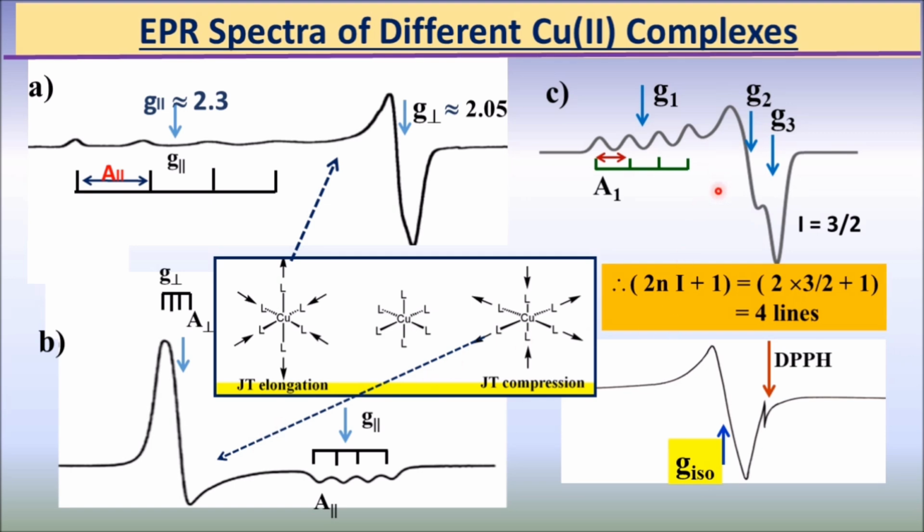In the case of an orthorhombic, less symmetric complex, g1, g2, g3 are not equal. g1 is not equal to g2, g2 is not equal to g3. And in the case of a pure copper complex, there will be exchange interaction between the neighboring copper ions to give an exchange coupled narrowed single line. We don't get 4 lines. It is expected to give 4 lines, but due to exchange coupling, we only get a single line as shown here.